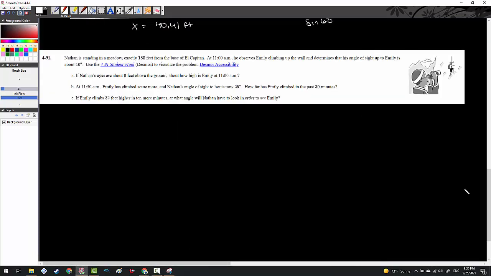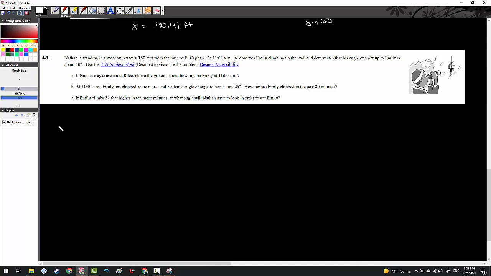And in this problem here, it says Nathan is standing in a meadow exactly 185 feet from the base of El Capitan. At 11 a.m., he observes Emily climb up the wall and determines that his angle of sight up to Emily is about 10 degrees. And we can use Desmos to visualize the problem. It's not a big deal. We can just draw it out.